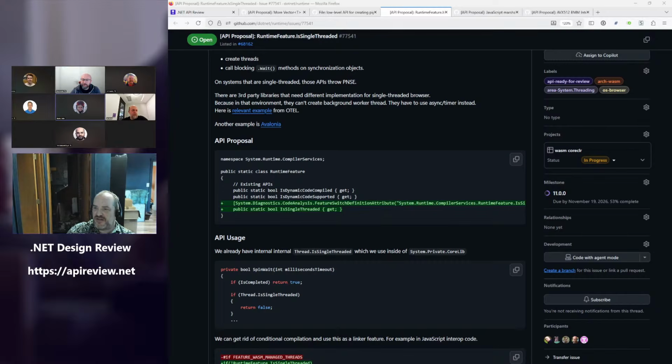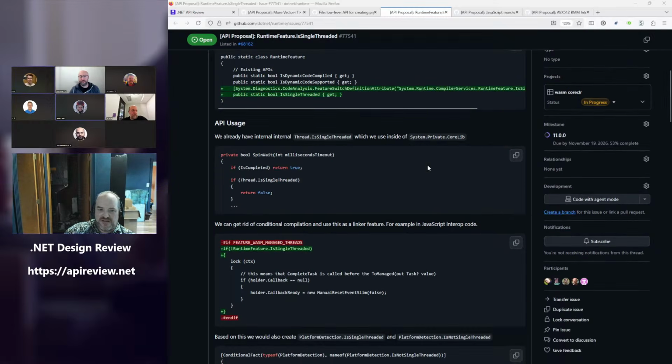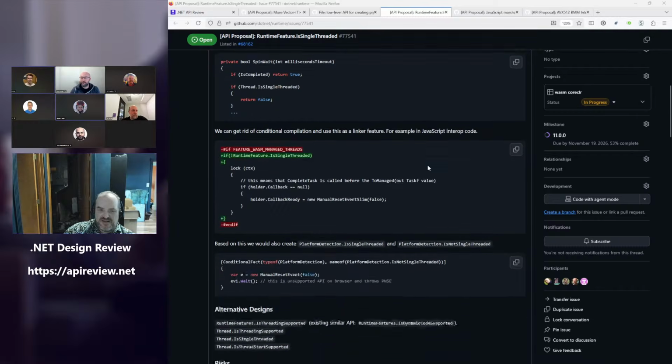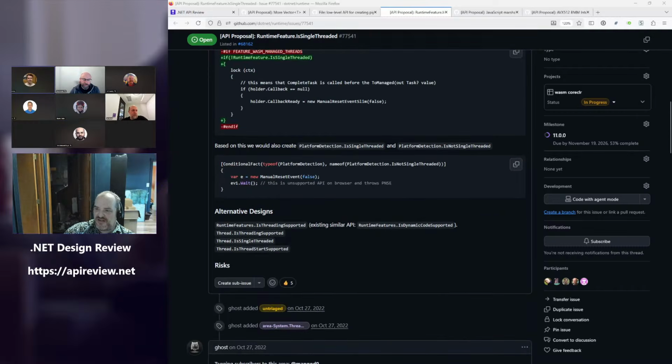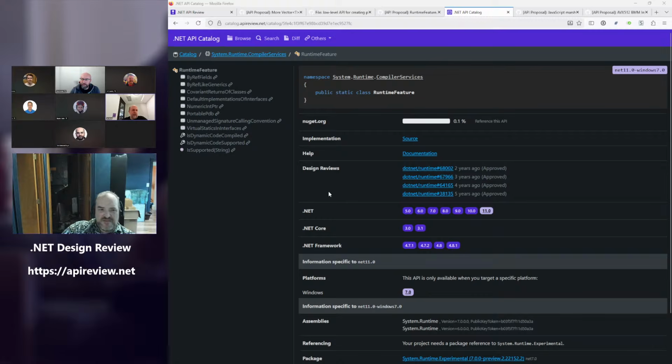I think the alternative proposal is threading supported. There's always a thread, I think. And so multi-threading makes it clear that it's supporting more than one thread. So when it is false, it guarantees the process will have just one thread. Yes, that's how WASM works. That's how WASM works without web workers.